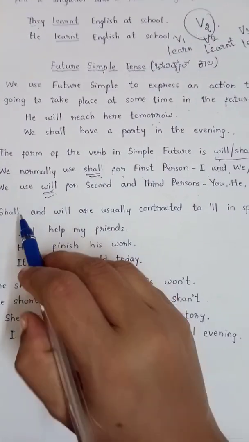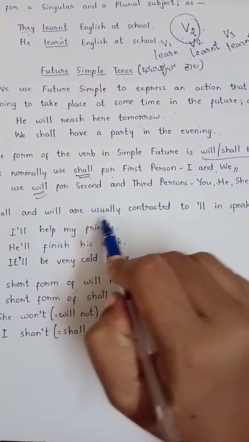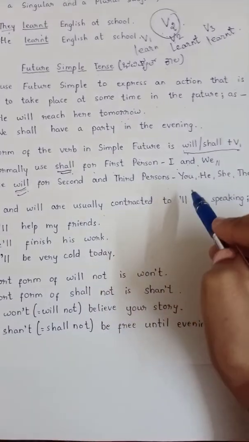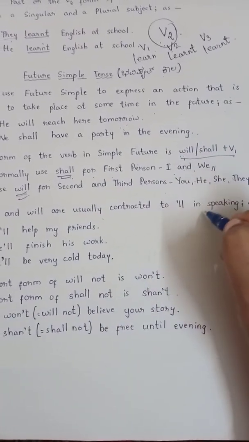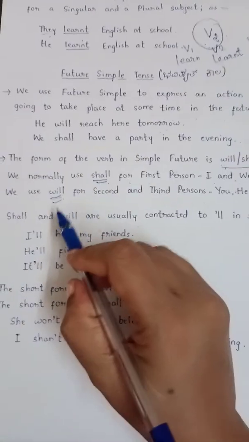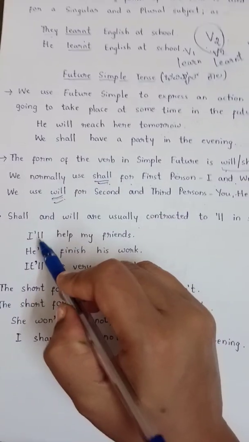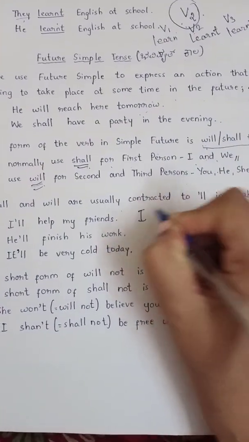Okay, so shall and will are usually contracted to apostrophe double L in speaking. See, so the short form, okay, I'll help my friends.